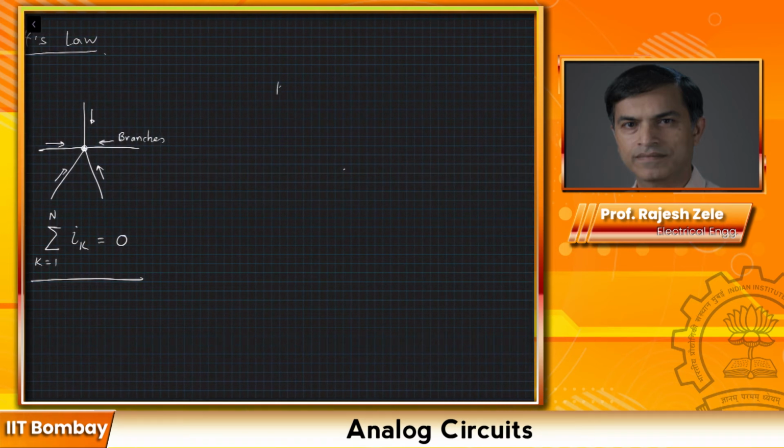KVL. In KVL, we are looking at a loop inside a circuit. So there are a whole bunch of different branches inside a circuit, and we identify a loop. So for example, I'm just drawing the loop first, and then I'll put the elements in there so that it's clear. Let's say there is a voltage source here, there is another current source here, and there are different elements: a resistor here, an inductor here, another resistor, and another element here. So these are all various elements.